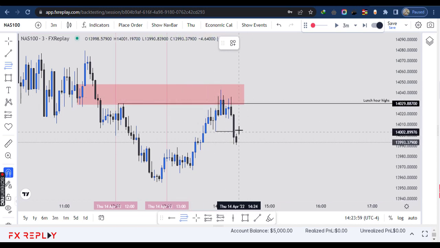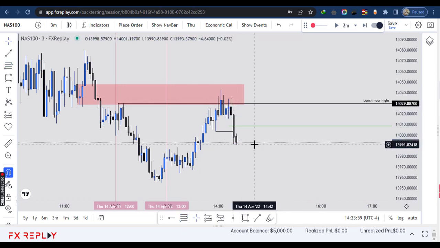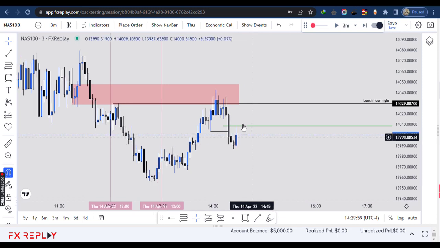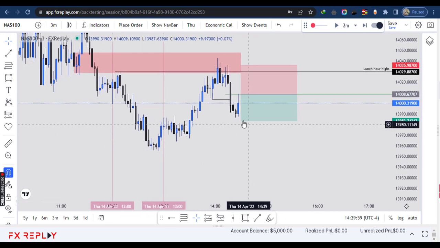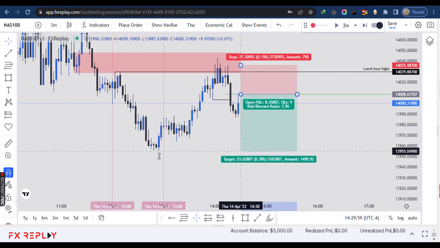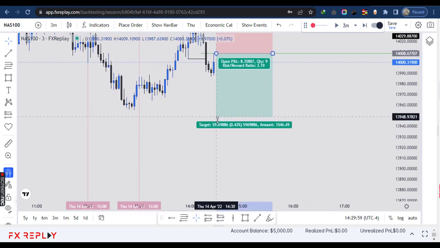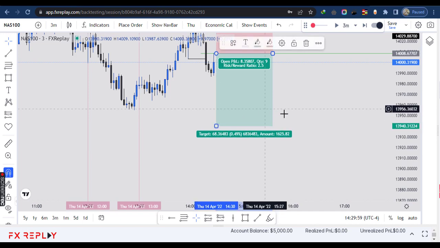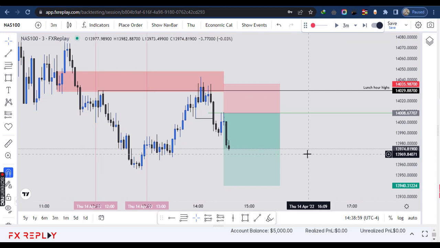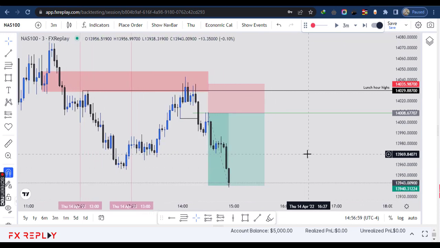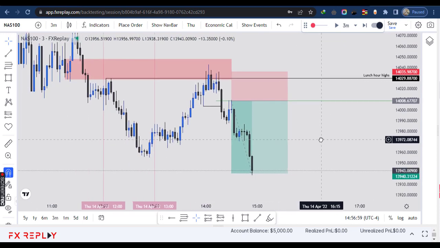So if you want to enter, you want to enter on this fair value gap. I'm just gonna do this here. You want to enter in here. The stop loss must be above the recent swing, and target this. I'm gonna target 2.5, this is my default RR. Fast forward. This is just perfect, guys.